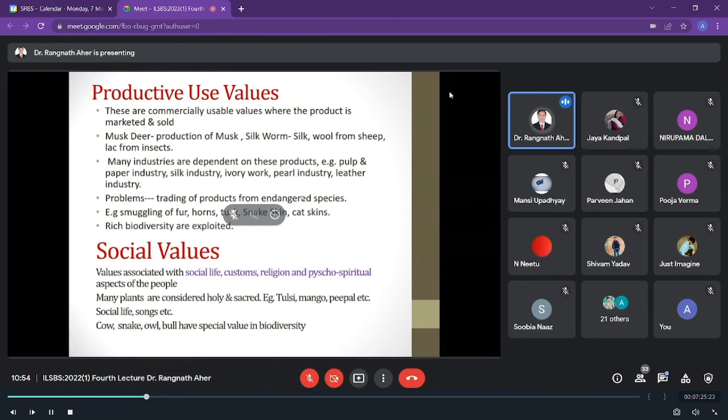The next one, that is the social values. The values associated with the social life, customs, religion, and psycho-spiritual aspects of the people. Many plants are considered holy and sacred. For example, the tulsi, mango, peepal, banyan. These are useful, and they are considered holy and sacred. The social life or the songs are also dependent on the various plants. It comes under the social values. The cow, snake, owl, bull have special value in biodiversity.